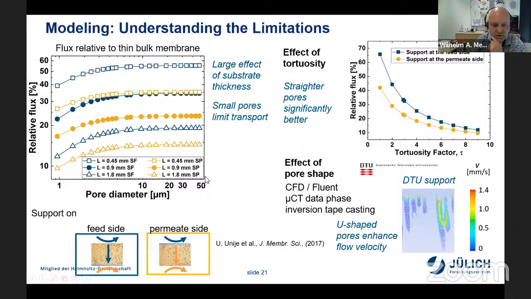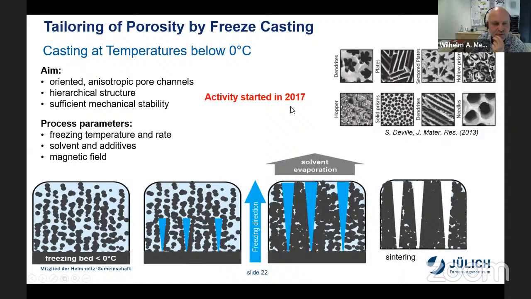And then we made a different approach in 2017. We thought, maybe we can tailor the porosity in our support by a so-called freeze casting step. That means our liquid is water-based. We freeze it down to under 0 degrees C when we cast it. And then the ice crystals which are formed are evaporated after the drying step. In principle, we create pores everywhere where we had our ice crystals before. And you see here such a structure. That was the first structure we generated.